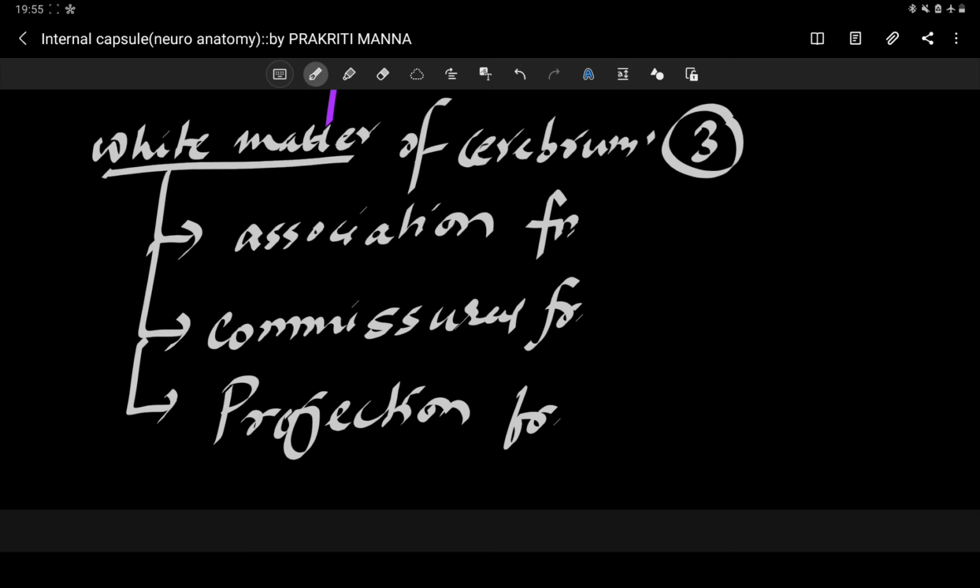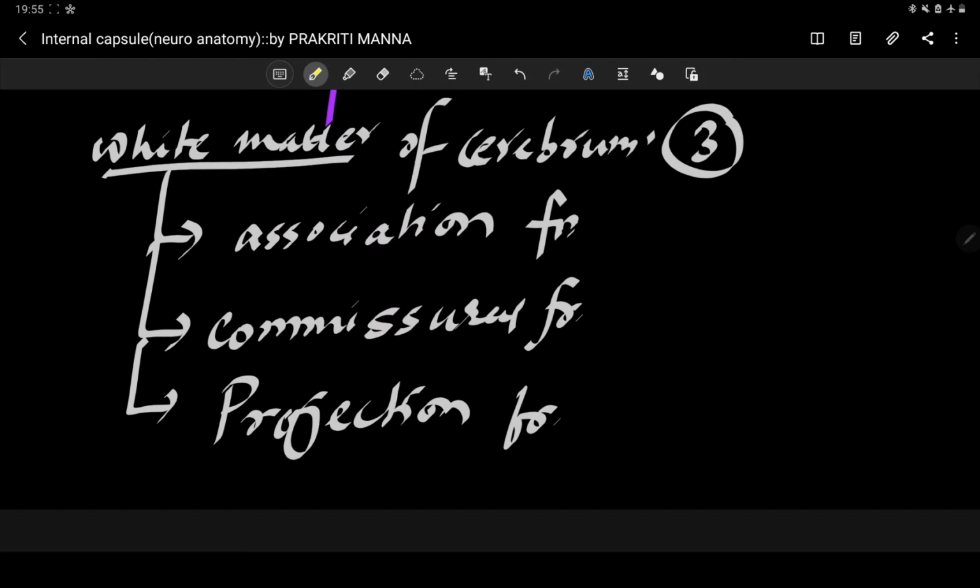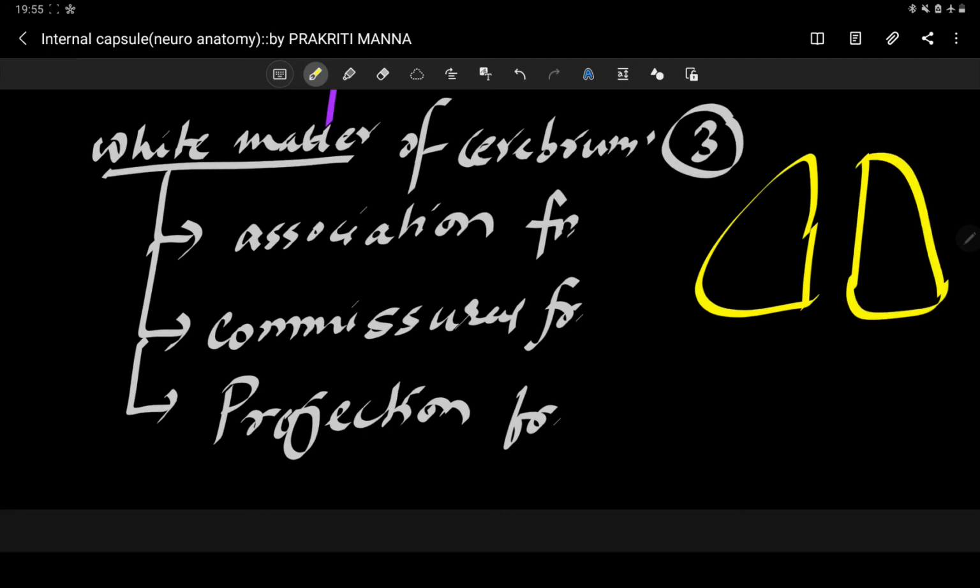I'm sorry, because I said that the internal capsule is an association fiber, but it is not. The internal capsule is a projection fiber. So first of all, what is an association fiber? Let's imagine this is your left cerebral hemisphere, and this is your right cerebral hemisphere.